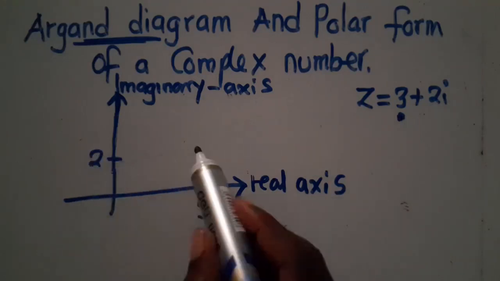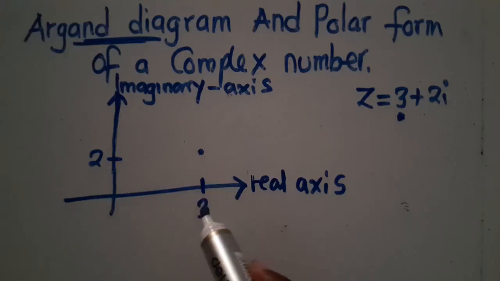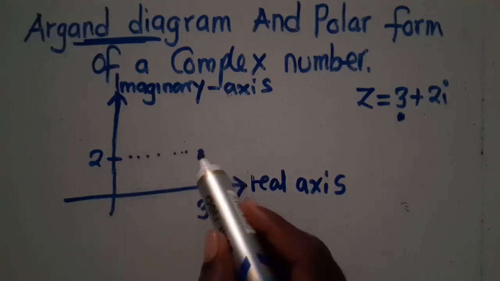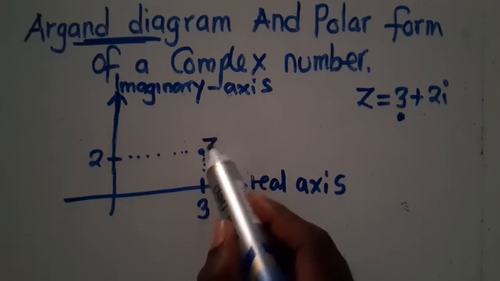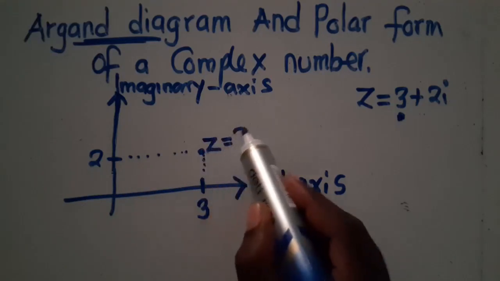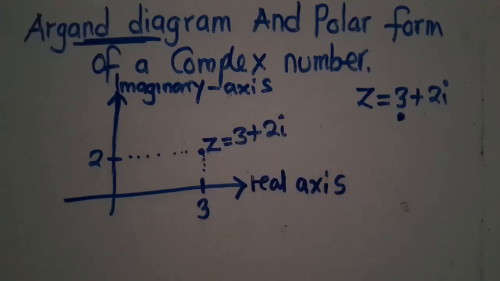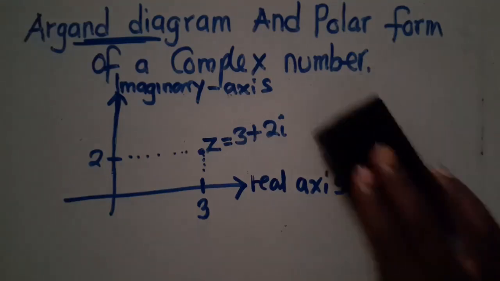So this point is there. Have you seen? This is where these two are joining. So the point is there, the point Z, which is equal to 3 plus 2i, like that. I don't know if you've seen the difference here, if you've understood the concept. Let us look at another question.